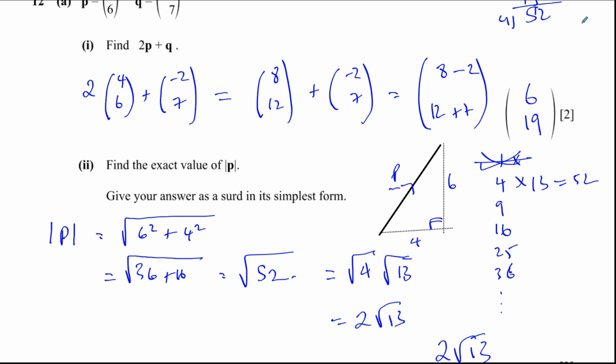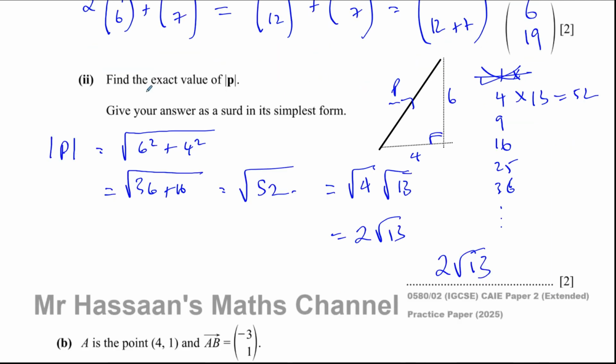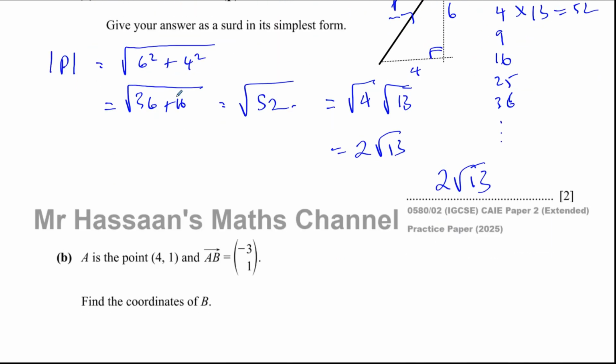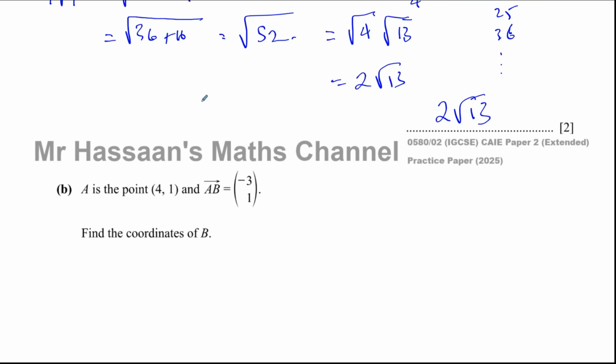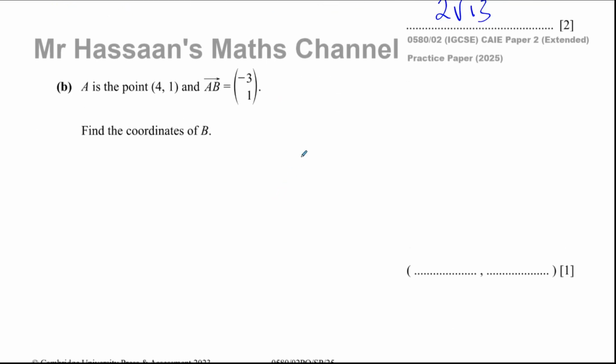Okay, now for part B of the same question. Question number 12. Still about vectors, and it says here, A is the point (4, 1), and the vector from A to B is (-3, 1). Find the coordinates of B. So basically, a question like this is very simple. You just have to add the x coordinate with the top number and the y coordinate with the bottom number.